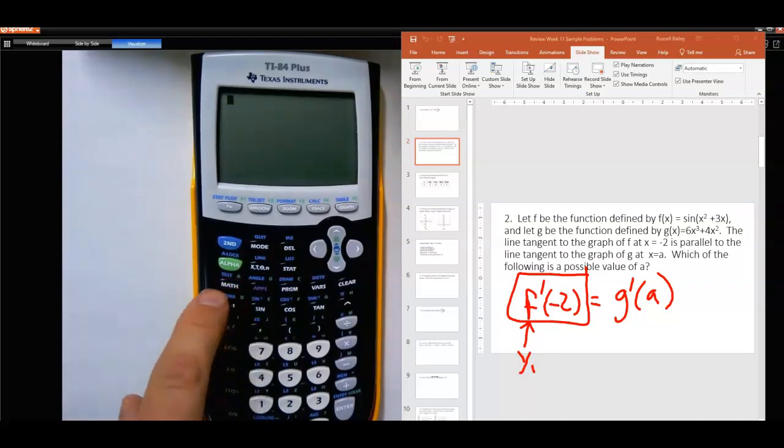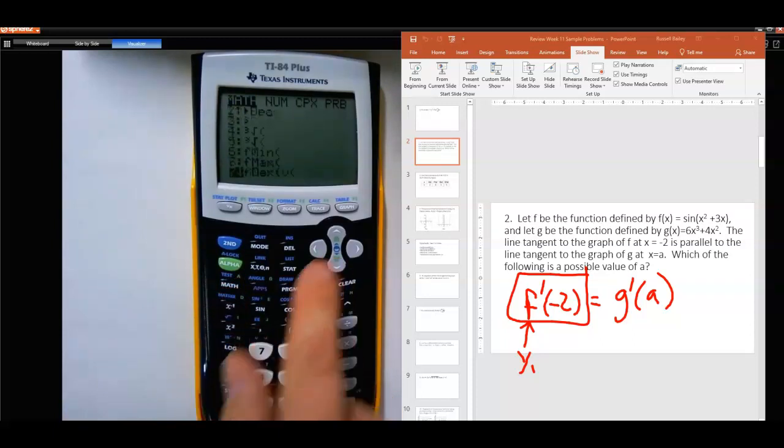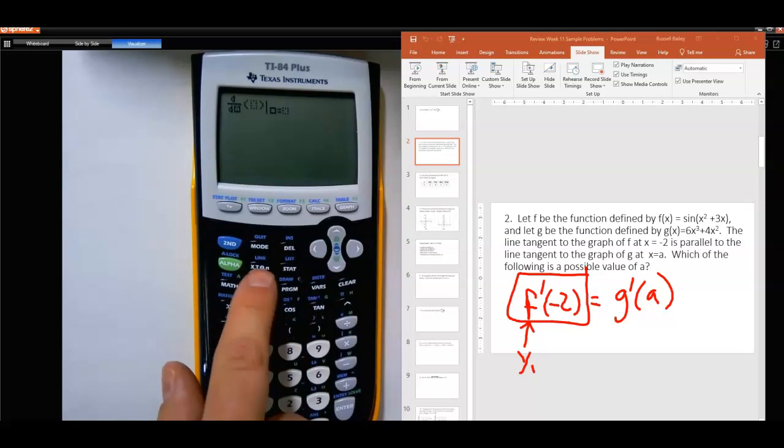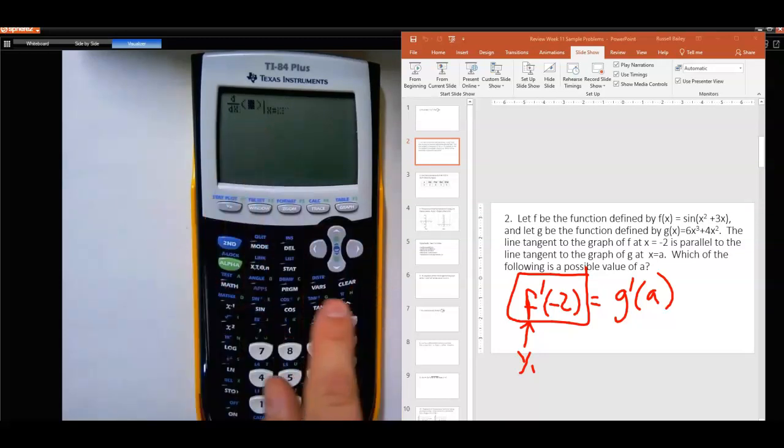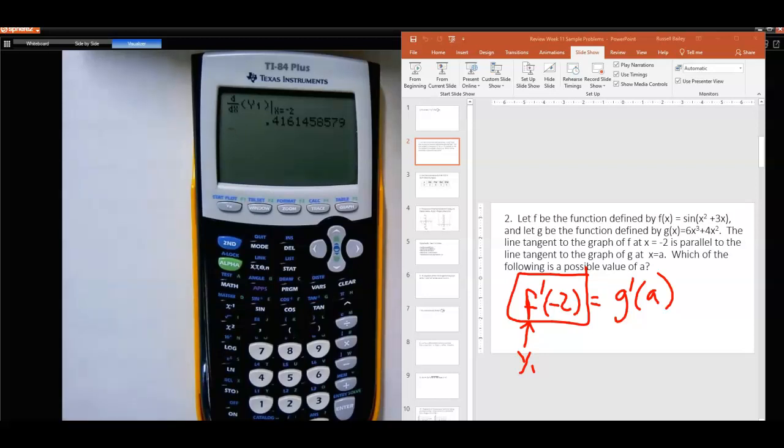Well, to find the derivative of the f function at negative 2, I'm going to push math. I'm going to scroll down to number 8 where it says derivative, and I'm going to type x. I'm going to put the y1 function in there, which is the f function. So I want to find the derivative of the f function at x equals negative, and don't get your negative button mixed up with your minus button, negative 2. And there it is. So that's a weird number. So the slope of my f function at negative 2, or the slope of its tangent line, in other words, is 0.416.